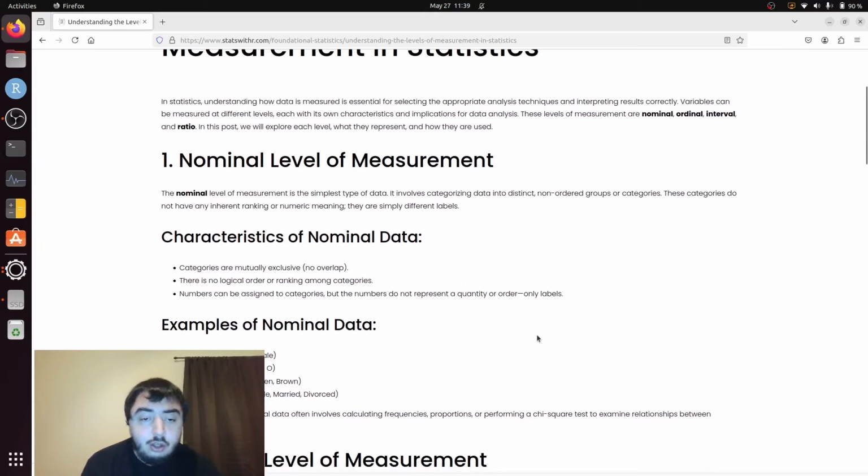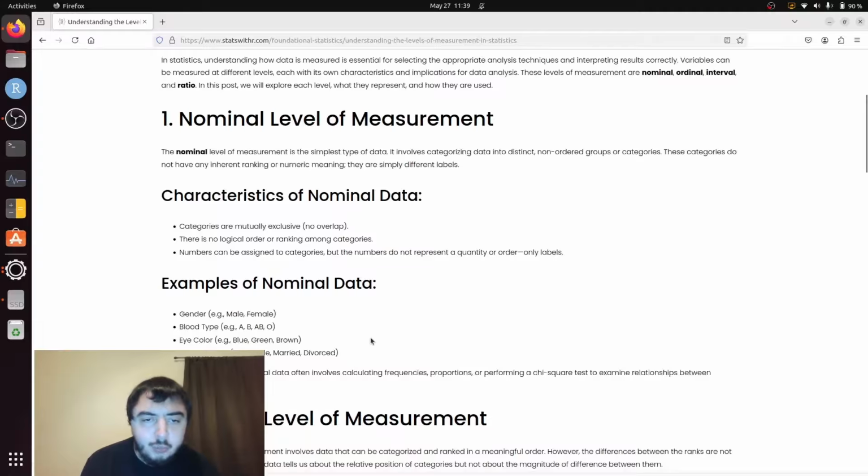So in this example, male, female, blue, green, brown, and I guess that would be sex, not gender. But that's not the main point here. I need to stop getting distracted.